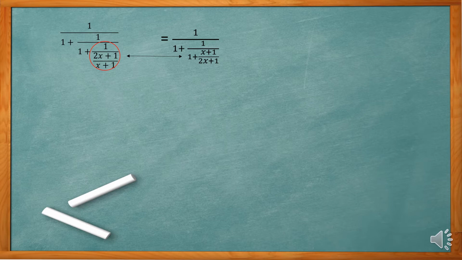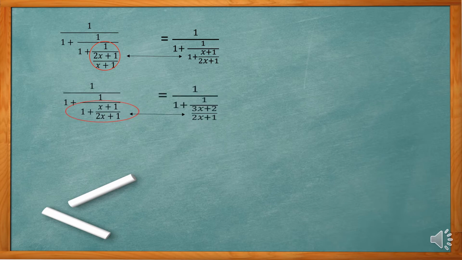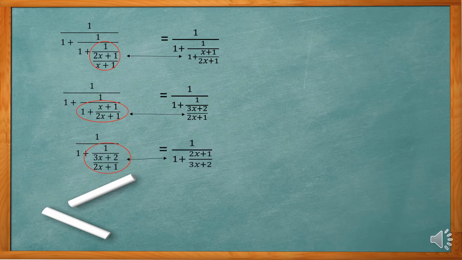1 plus x plus 1 over 2x plus 1. And then again, proceed to adding rational expression. So the answer would be 3x plus 2 over 2x plus 1. And then going up, 1 over 3x plus 2 over 2x plus 1. You just reciprocate the denominator, then proceed to multiplication. So the answer would be 2x plus 1 over 3x plus 2.